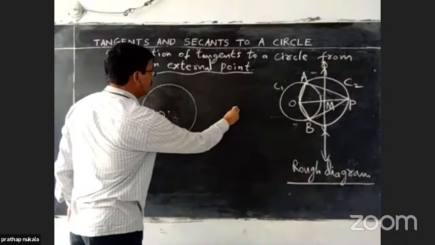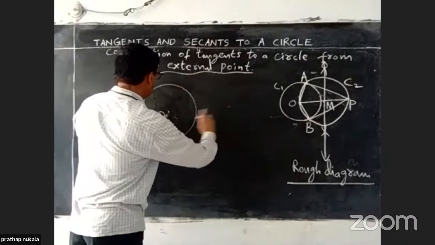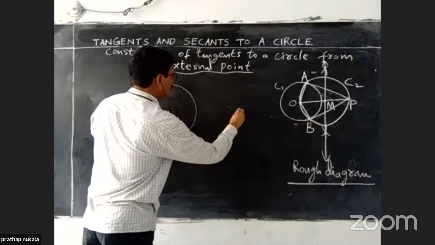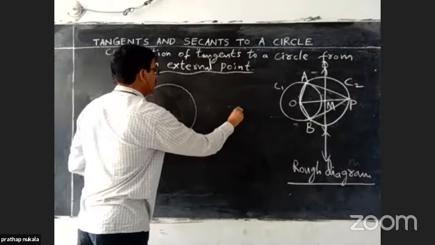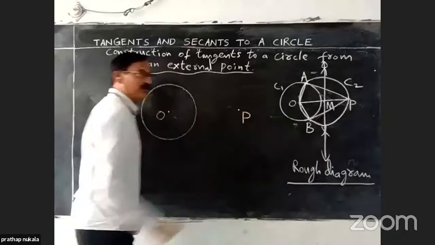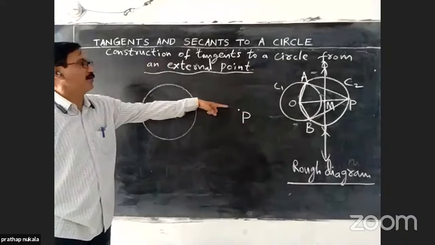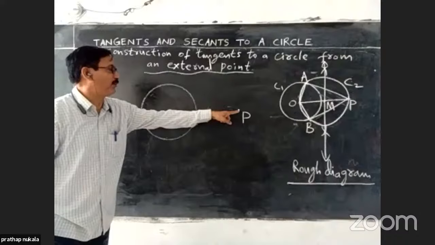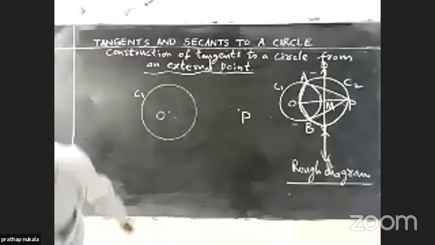Locate here some point, external point P. Now we have to draw a pair of tangents, or two tangents, from P to the given circle. Call the given circle C1. Now join O and P, center and external point, with the help of a ruler.